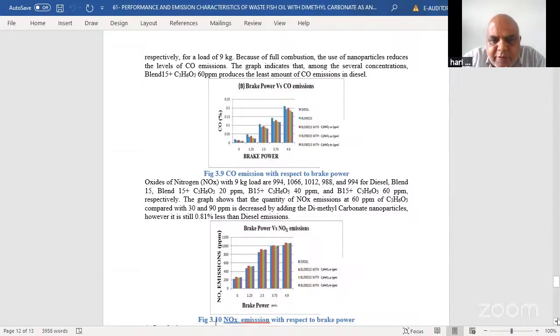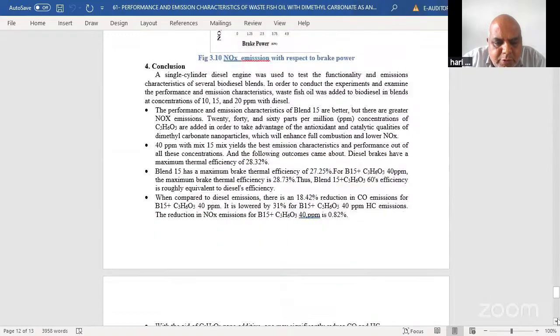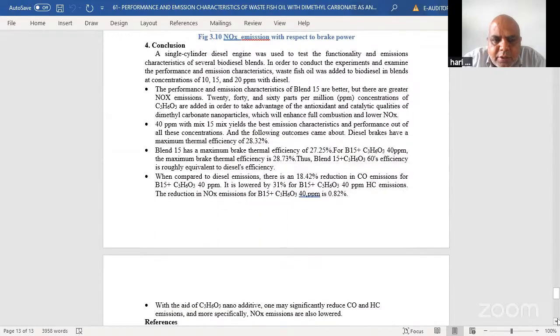Okay, next one, last one. This is about the conclusions. When you go for a biodiesel blend, the efficiency goes on decreasing and it causes a reduction in HC emissions and CO emissions, and there is a chance of increasing NOx emissions. Therefore, we have taken dimethyl carbonate as an oxygenate compound to compensate for the loss of efficiency in the presence of biodiesel.